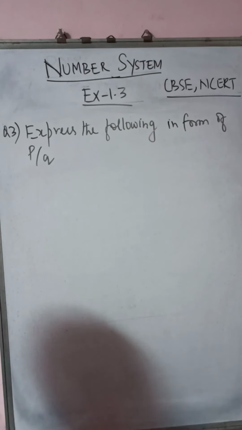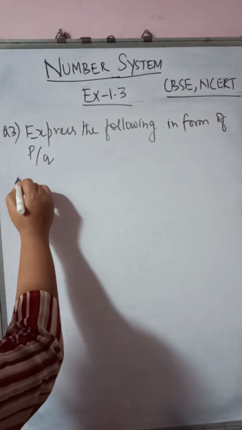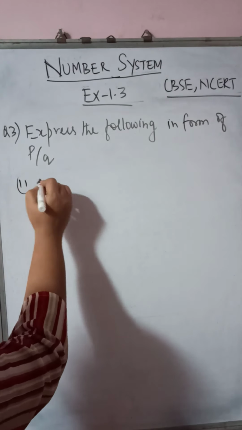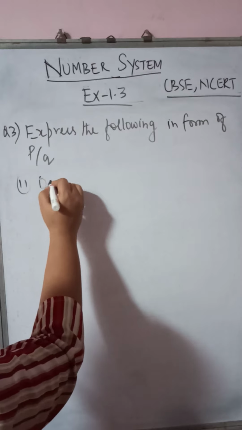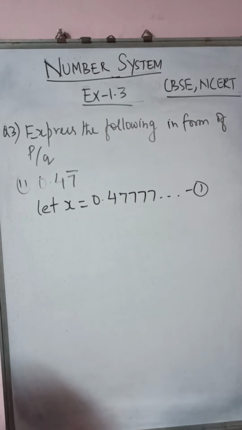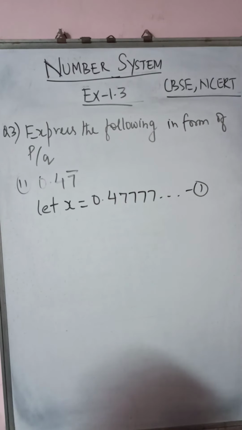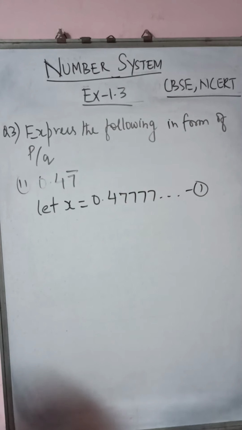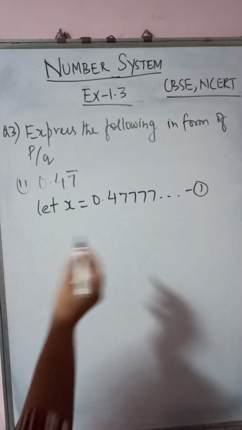Question number 3, second part. The question is 0.47 bar. The bar is only on the number 7. So again, whatever number is given, let it be x. So let x is equal to 0.477 and so on. Let this be equation 1. Now here also the bar is only on the number 7, meaning only one digit. So this equation also will be multiplied by 10 on both sides.